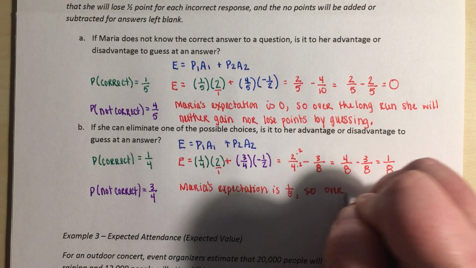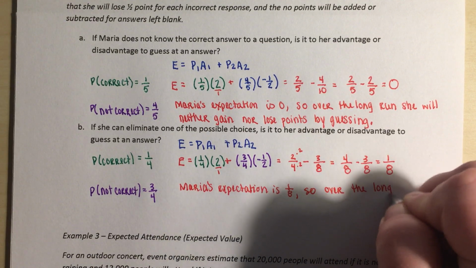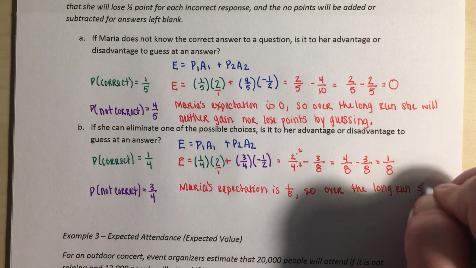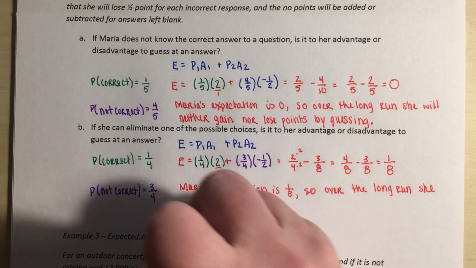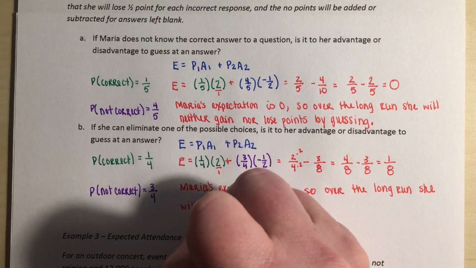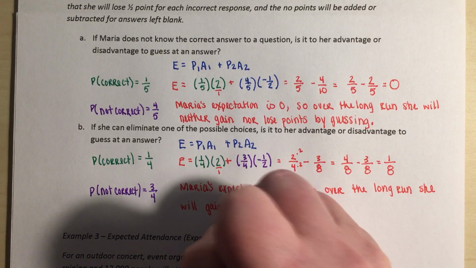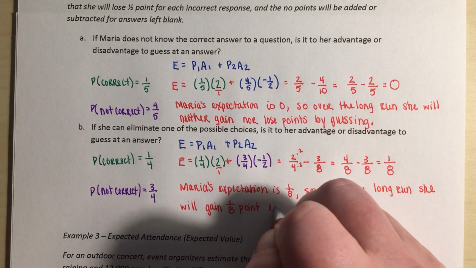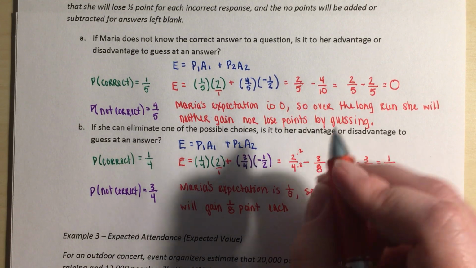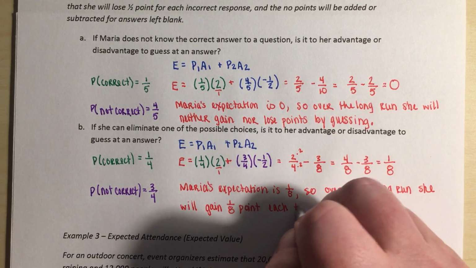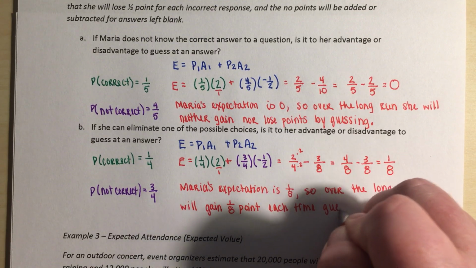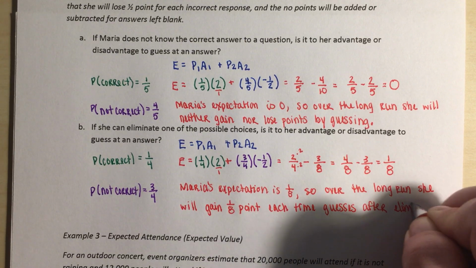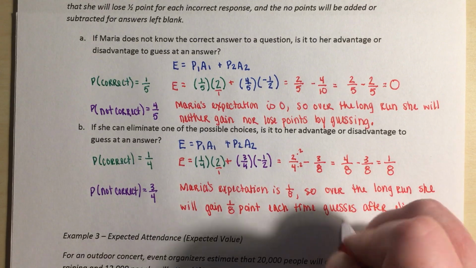So over the long run, she will gain 1/8 point each time she guesses after eliminating one possible choice.